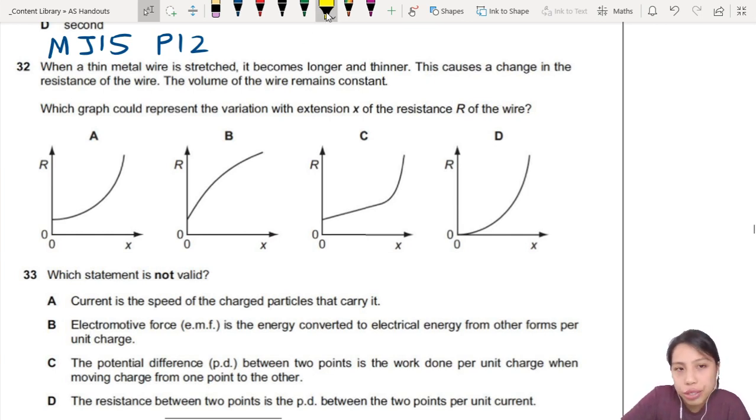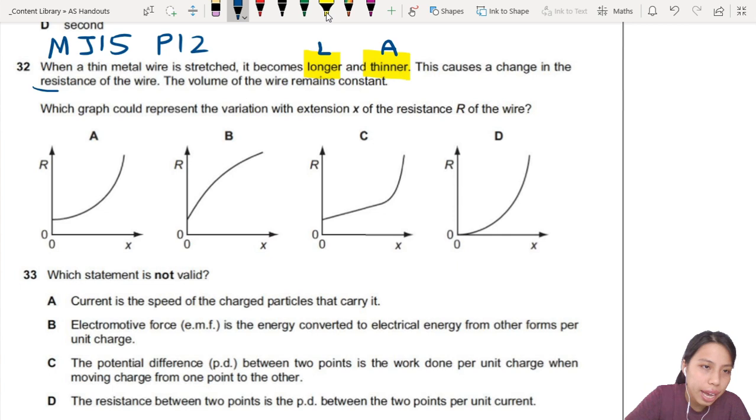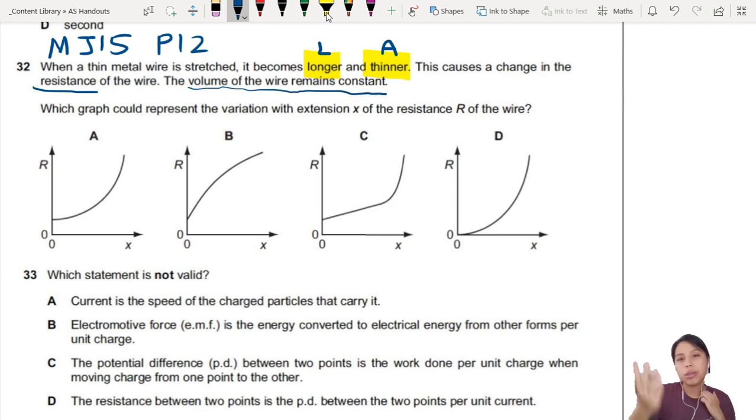So when a thin metal wire is stretched, reminds me of chapter 9, it becomes longer and thinner. That says it's a change in L and also a change in area or diameter. And then because of that, the resistance of the wire changes. Yes, we looked at that animation just now. But here's a very important tip. This is not always true for all wires. You might want to look very carefully at each question that talks about stretching. So here, the volume of the wire remains constant.